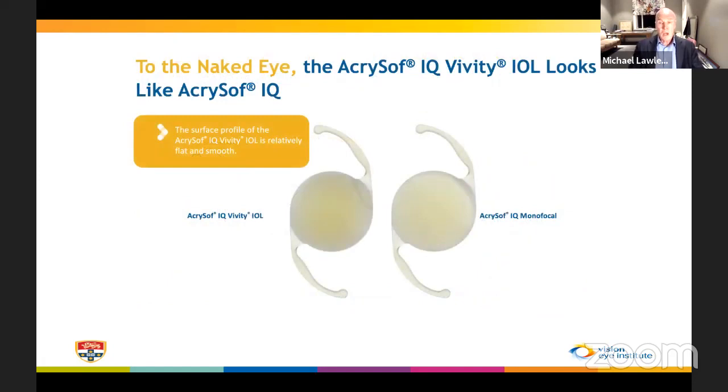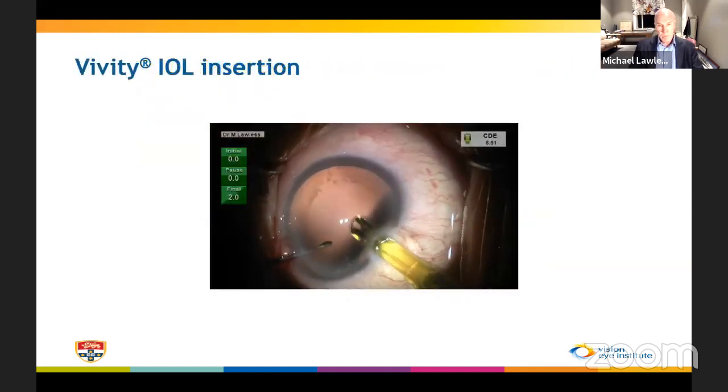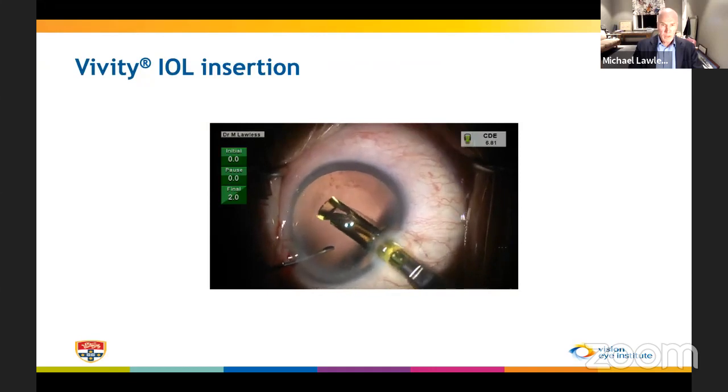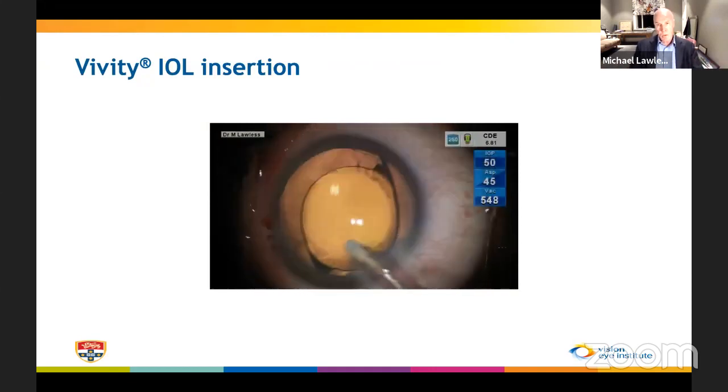If you look with the naked eye, a Vivity looks exactly like an Acrysof. No difference, it handles the same way. You can't tell them apart. This is a Vivity being placed by me using an automated injector. It behaves just as we're familiar with an Acrysof.